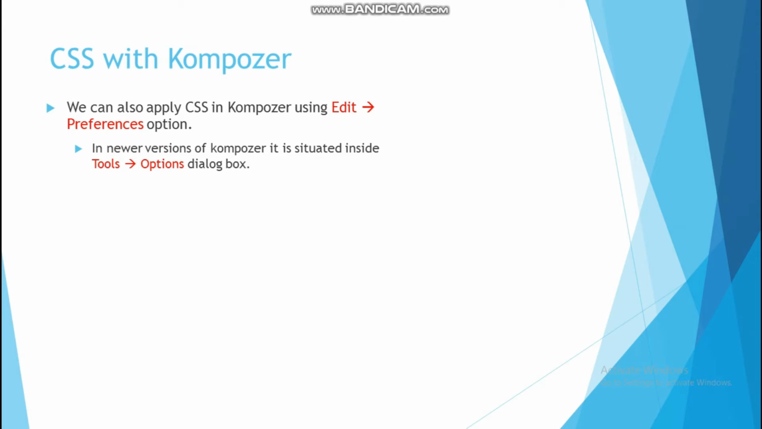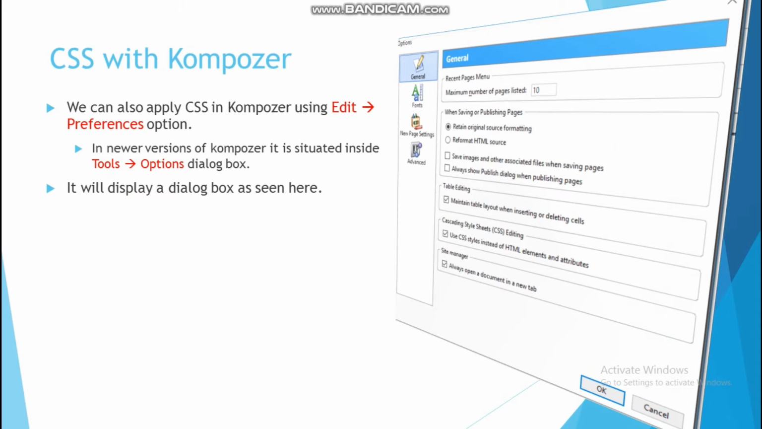So now we have seen how CSS code can be written in HTML, but we have to work with the Composer. So how CSS code can be applied in Composer, that we will see now. We can also apply CSS in Composer using the edit preferences option. Remember, in newer versions of Composer, it is situated inside the tools options dialog box. So when you select edit preferences, or in newer versions tools options, it will display a dialog box like this.